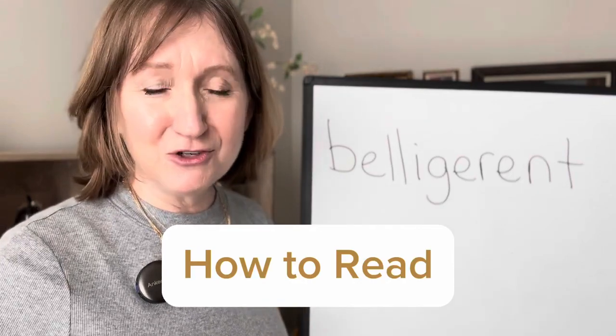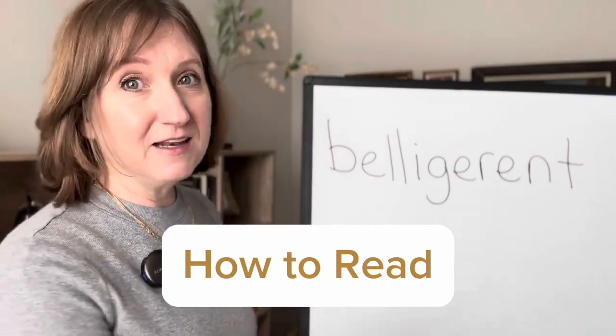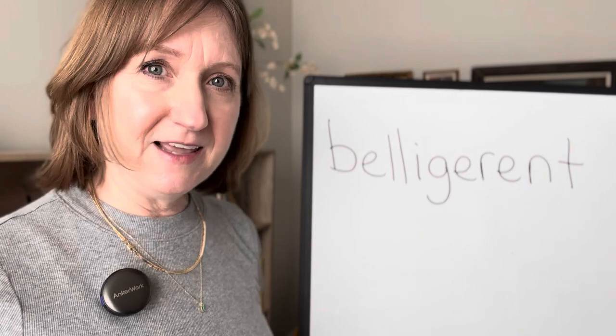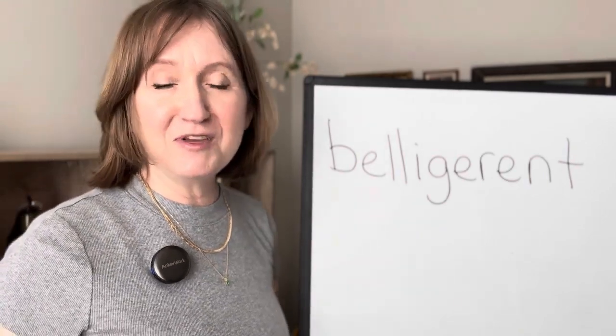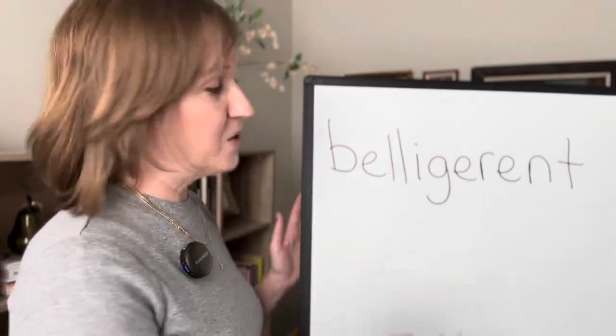I'm teaching you exactly how to read one word at a time. Today we're looking at this word. We're going to start by identifying the sounds of the vowels, because if you can read the vowels, you can read the word. The first vowel is this E.